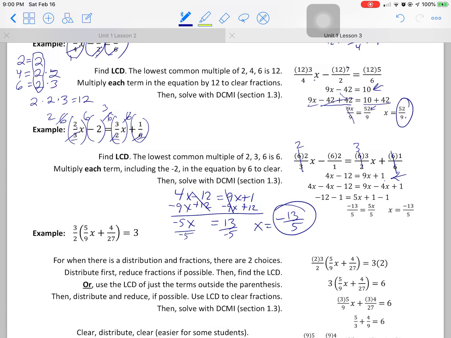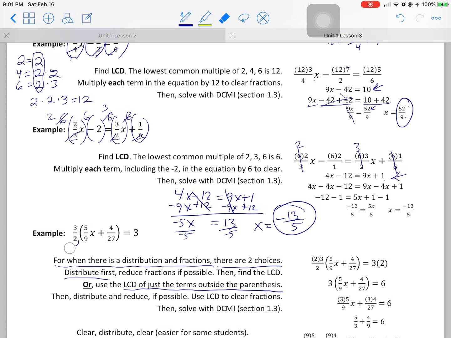All right. That next one has a lot going on. It says, for when there is a distribution and fractions, there are two choices. Two different ways you can handle this one. I'd like to recommend that you don't distribute first. You can, it just makes numbers really, really big. Or just use the LCD of the term on the outside, which is 2.